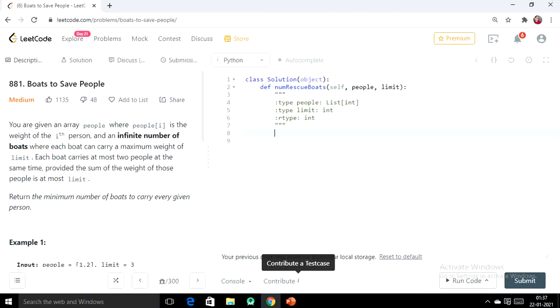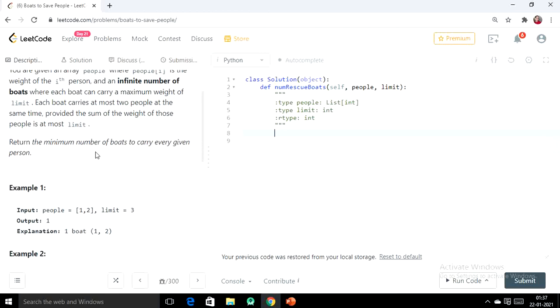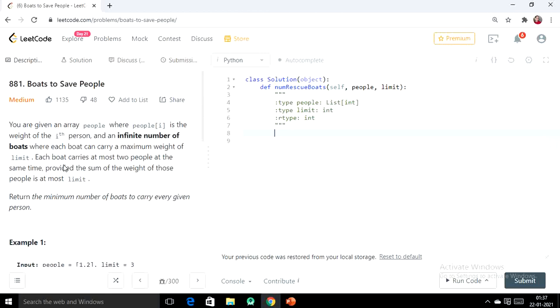Okay, so the question says, you are given an array people where people[i] is the weight of the ith person and an infinite number of boats where each boat can carry a maximum weight of limit. Each boat carries at most 2 people at the same time, provided the sum of the weight of those people is at most limit. Return the minimum number of boats to carry every given person, right?